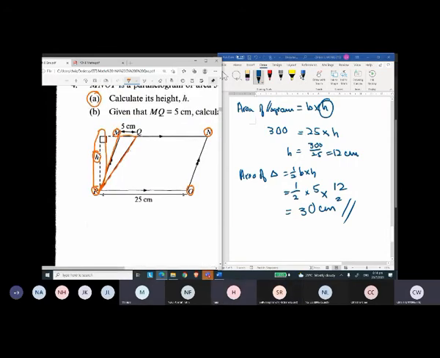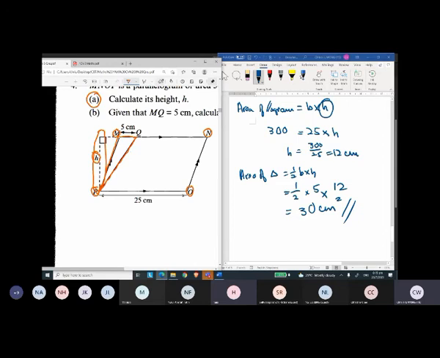Mr. Wong, sorry. Hi, John. Just a quick question. Okay, how do we determine whether the height inside the triangle and the outside is the same? Good question. How do you determine?